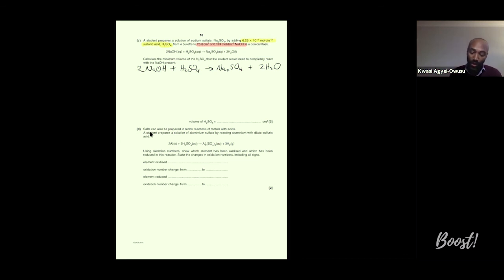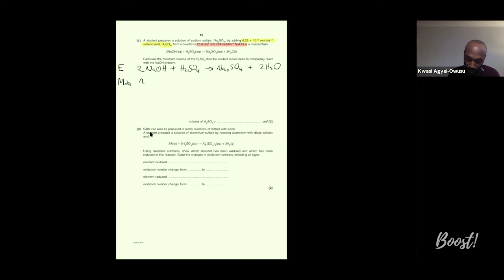So I've got the equation written out, and I'm going to call that line E, and the next line would be to work out the number of moles. Okay, so moles, and we've got enough information to work out the number of moles of sodium hydroxide. We're making sodium sulfate by adding 6.25 times 10 to the minus 2 mole per decimeter cubed sulfuric acid from the burette to 25 centimeters cubed of 0.124 moles per decimeter cubed NaOH. So if we want to work out the moles of NaOH, we need to think about the formula concentration equals number of moles over volume in dm cubed, and therefore the moles is the volume in dm cubed times the concentration.